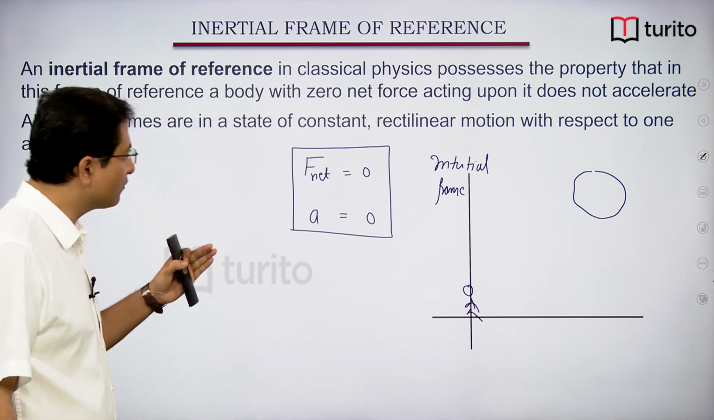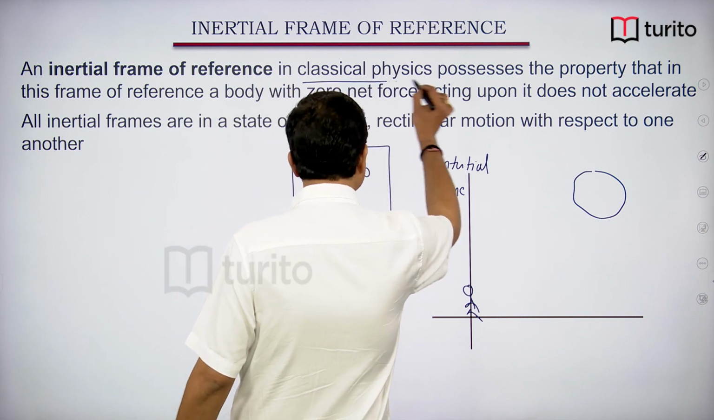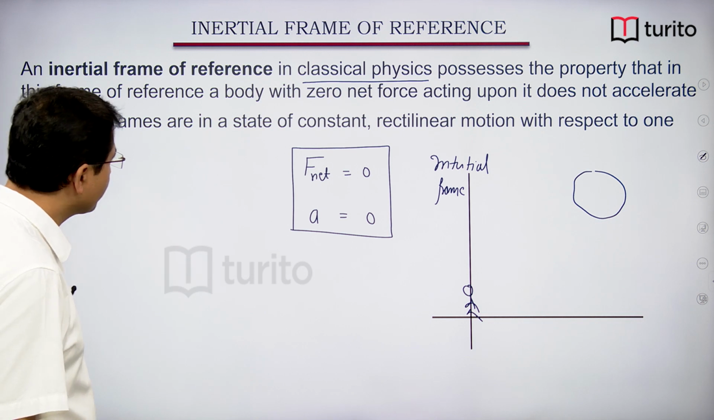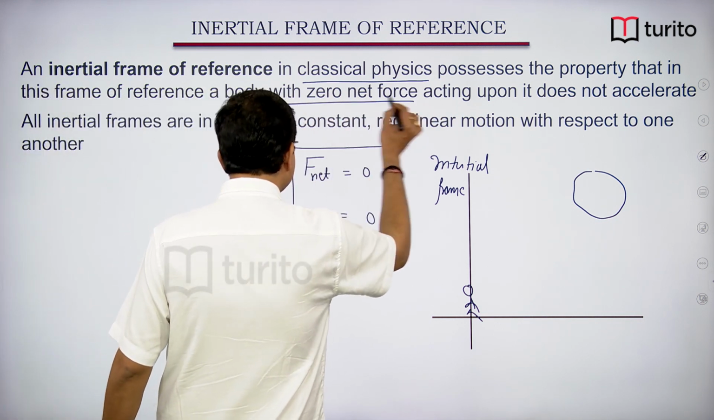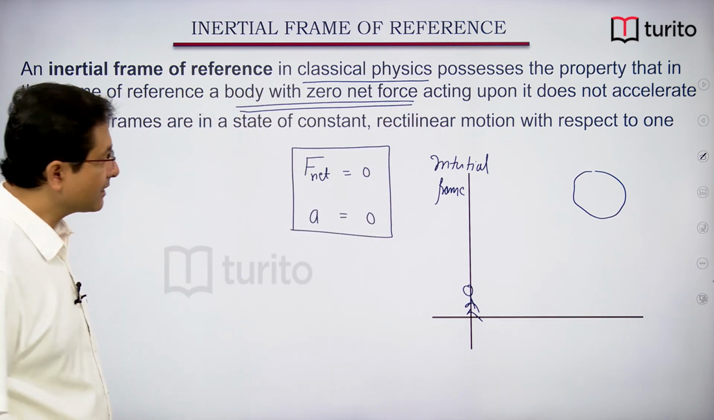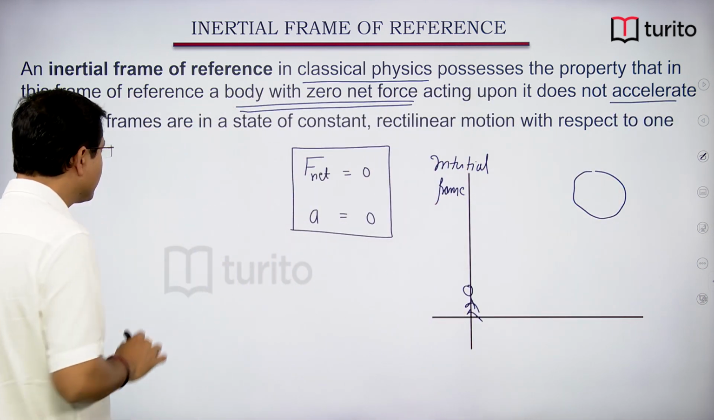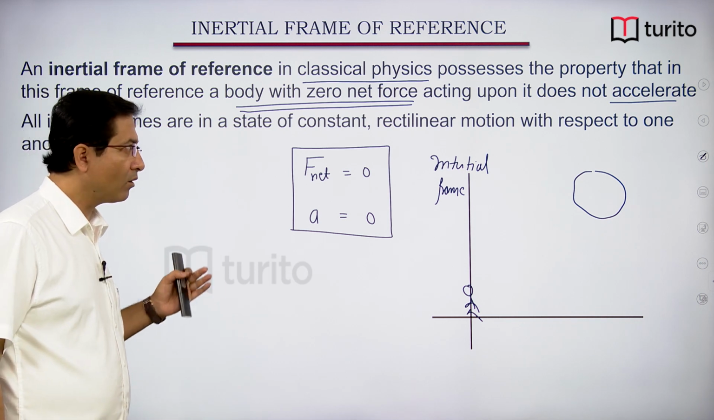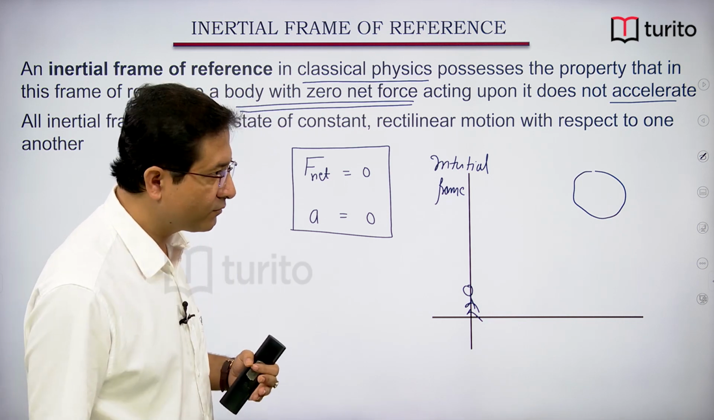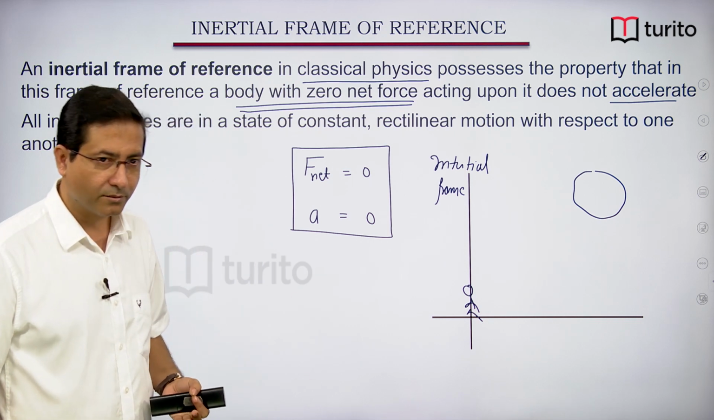This is the definition of inertial frame: an inertial frame of reference in classical physics possesses the property that in this frame of reference, a body with 0 net force does not accelerate. So the acceleration of the body must be 0, right. And all inertial frames will have the same type of relation with respect to another inertial frame, right.